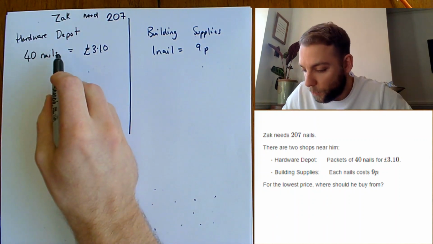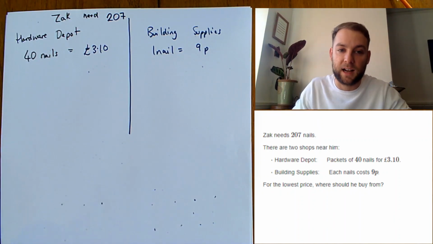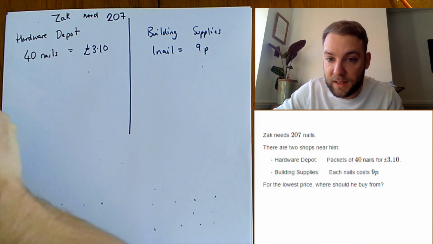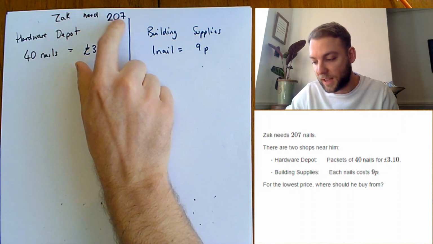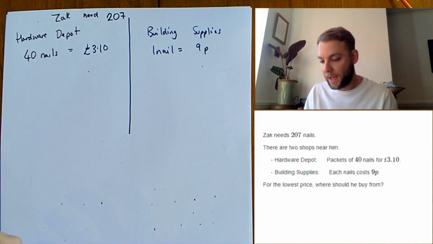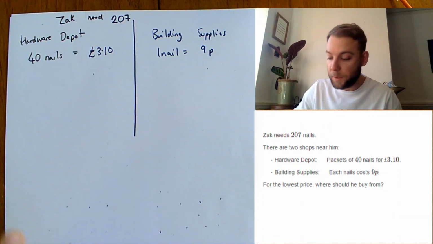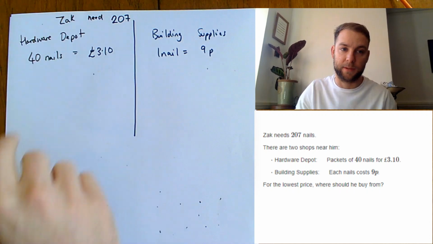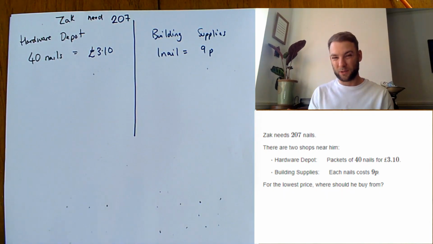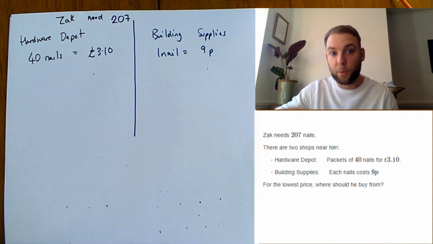Now the problem with Hardware Depot is that you can only buy 40 nails at a time. So actually you've got to buy too many nails to compensate for this 207. So what you've got to look at here is how many packs do I need to buy so it's over this amount. The best way to do this, I know it's quite difficult, but you can do the 40 times table. So do the 4 times table, put a 0 on.